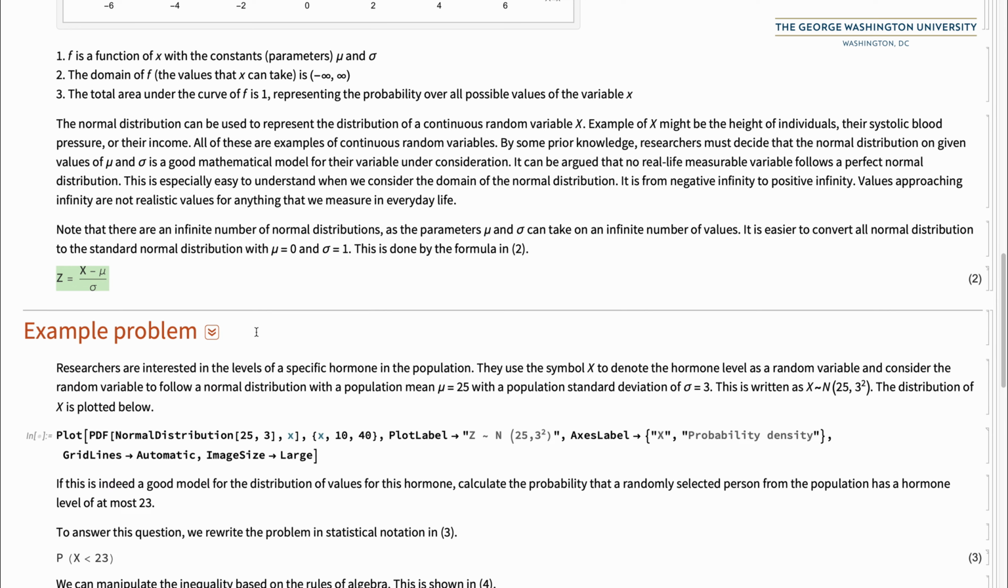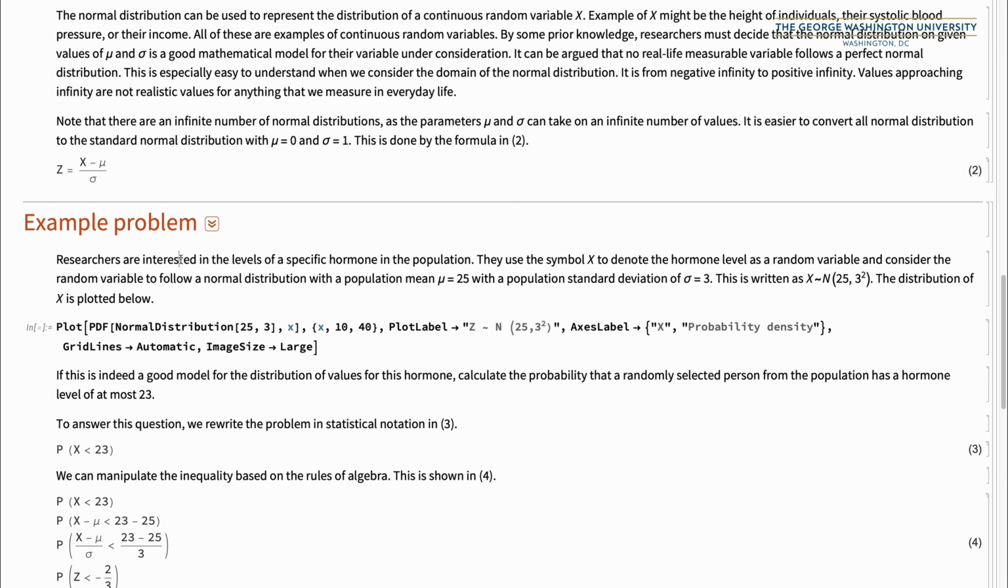So let's have a look at the first problem. Researchers are interested in the levels of a specific hormone in the population. They use the symbol x to denote the hormone level as a random variable. Meaning if you walk up to someone and you measure that hormone, the value that pops out is random. And it follows a certain distribution. On some intervals, you're going to find many people with that hormone level, and on some other intervals, you're going to find fewer people. And so they consider the random variable to follow a normal distribution with a population mean of 25 and a population standard deviation of 3.